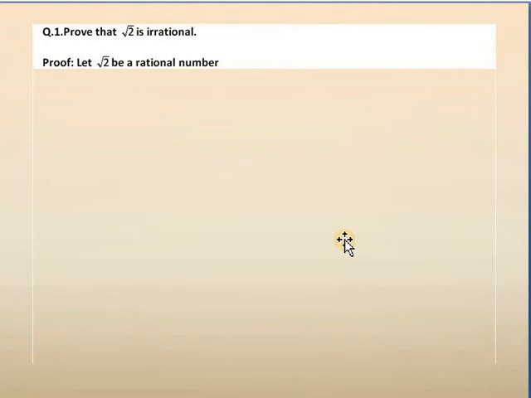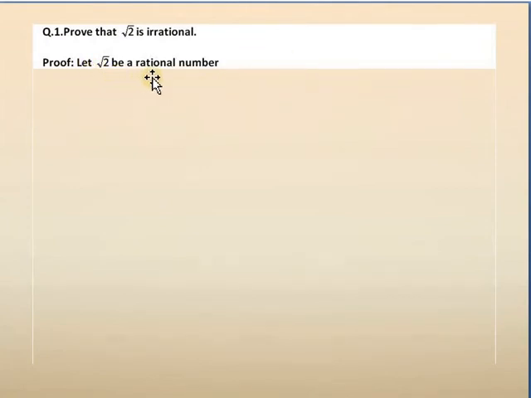So how to prove root 2 is irrational? Initially we assume something opposite to what is given. Here it is given that root 2 is irrational, so let us assume that root 2 is rational. Since our assumption is opposite to the given statement, we will finally come to the conclusion that our assumption is wrong, so root 2 is irrational. This is what we are going to do.